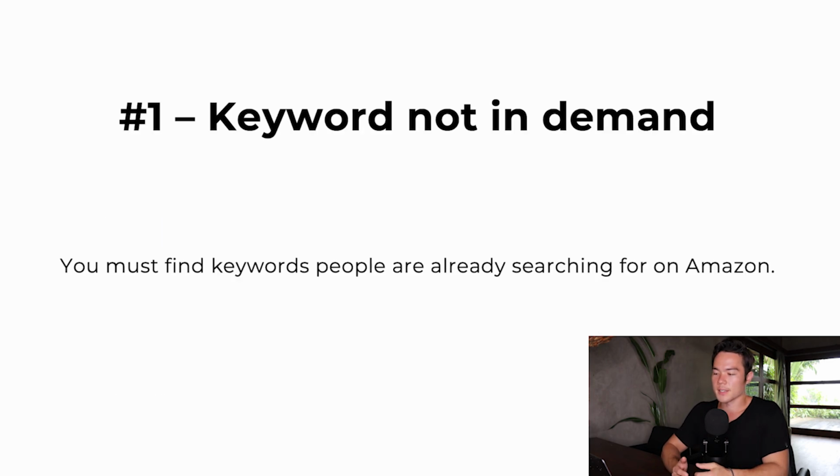So the first reason is that your keyword is simply not in demand. So you must find keywords people are already searching for on Amazon. This is literally one of the biggest mistakes people make. They first off don't even understand what a keyword is. So they think something is a keyword, but it's not. And at the same time, they might understand what a keyword is, but it's actually something that nobody's looking for. So you have to make sure that the keyword is in demand, meaning people are actually searching for that on Amazon. So what is the easiest way to find that out?